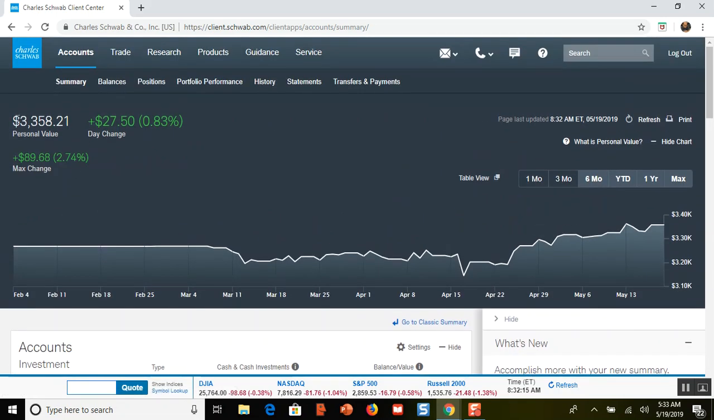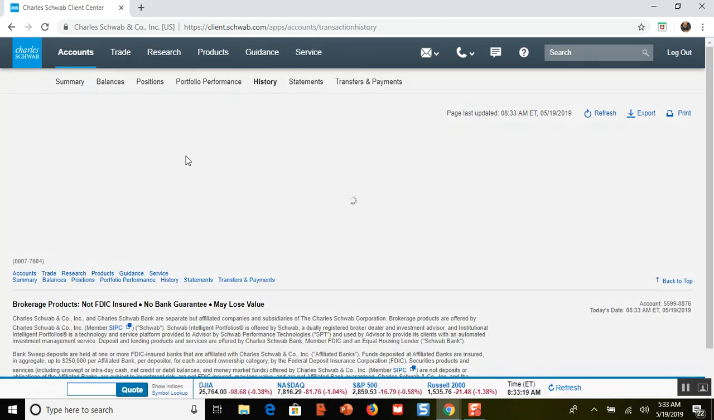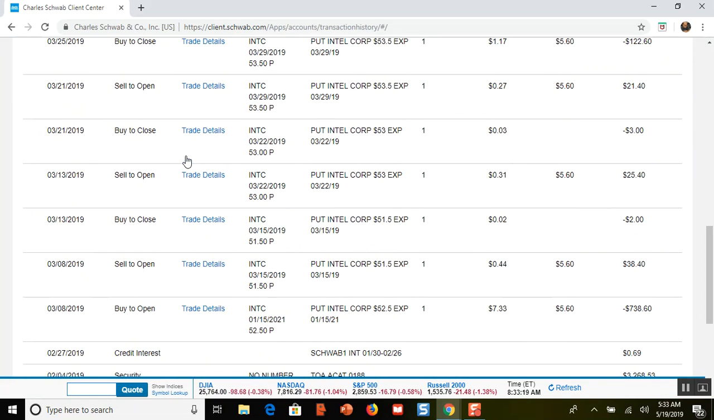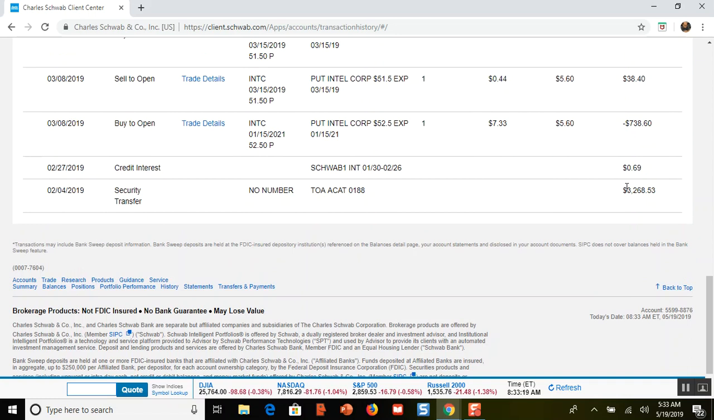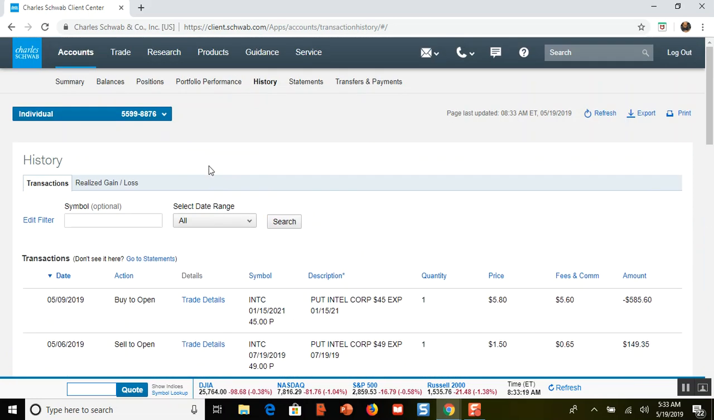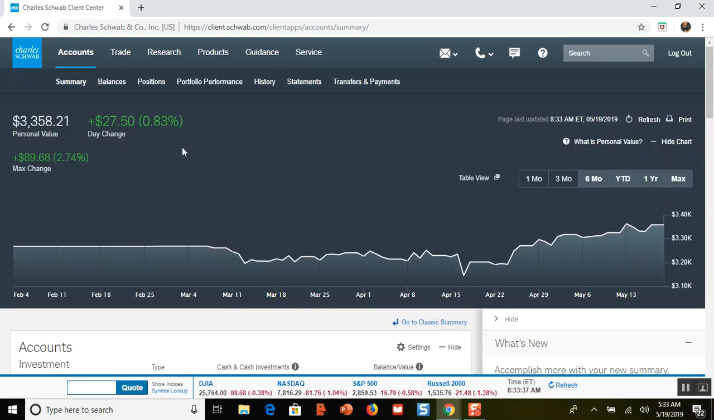And if you look at my account value, I didn't put a lot of money in Schwab. I have $33,358. And if we go to my transactions, you can see that I initially put the money in on February the 4th, and I didn't even do anything until March the 8th. But I put $3,268.53. So I'm up about $80 overall. And so that's about $80 on $3,200. That's about a 2.5% return in 3 months. So I'm on track to make about a 10% return.